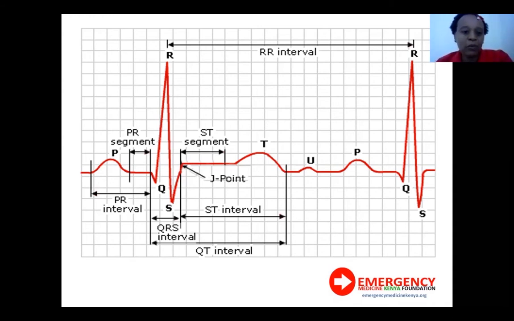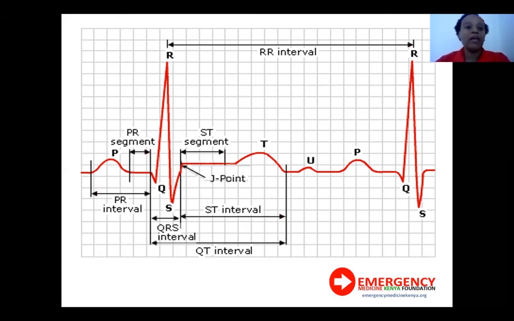Remember we talked about the SA node and the AV node. So this is the time that the blood is moving from the atrium to the ventricles, and usually there is an interval. You remember we said our AV node is actually the gatekeeper. This is very important because if this is either lengthened or shortened, it will affect the rhythm of our heart. So we also need to look at our PR interval.